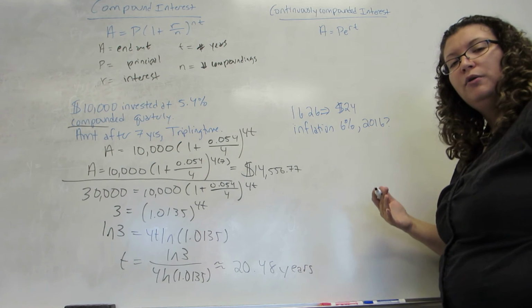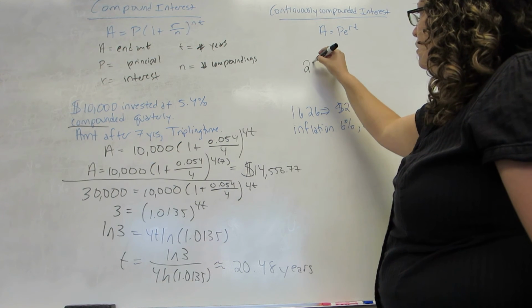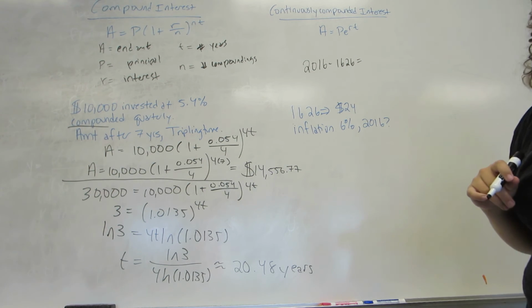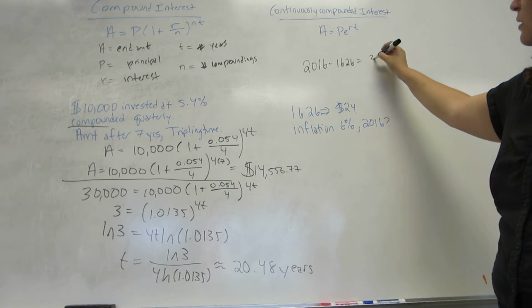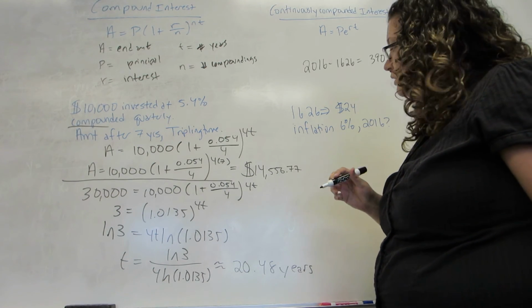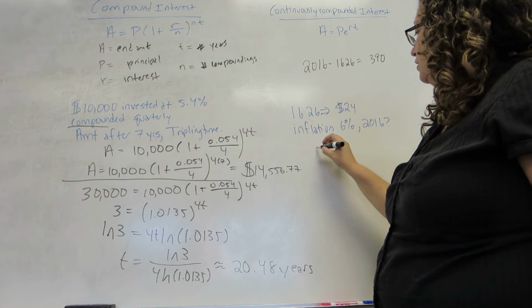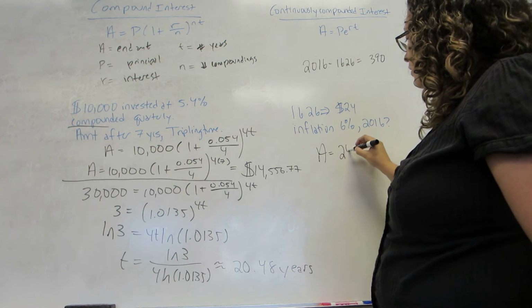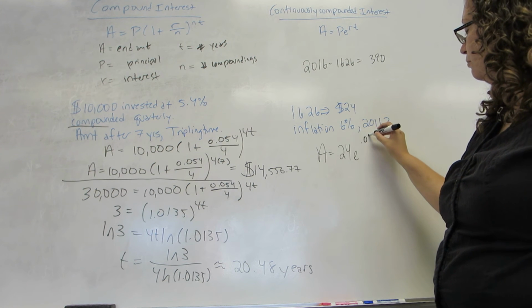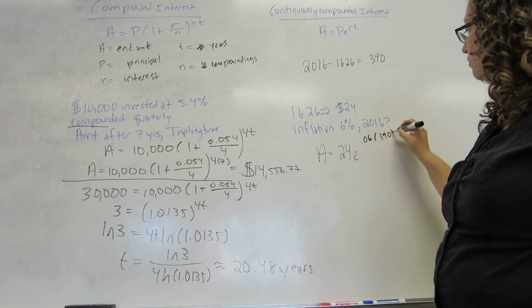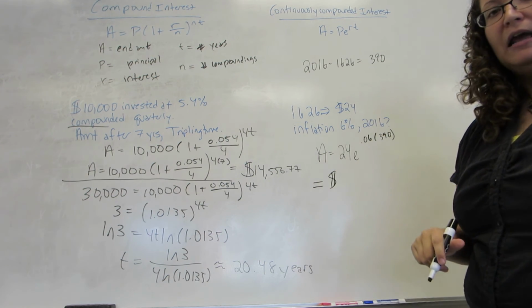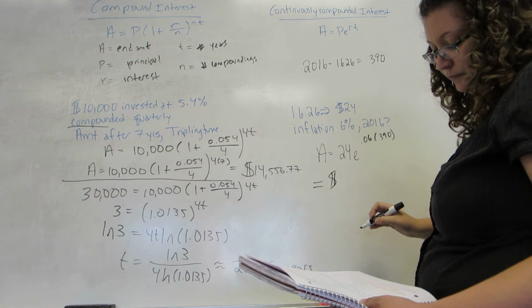So first we need to know how much time has passed. So I'm going to take 2016 minus 1626, and that gives me 390 years have passed since Manhattan Island was purchased. Then I'm going to plug it in to the formula. So the amount that $24 turned into is 24 times e to the 0.06 times 390. All right, so this is going to be in dollars again, and this is where things get interesting.